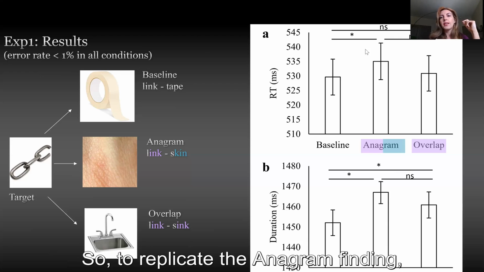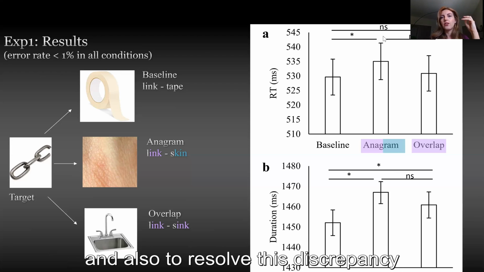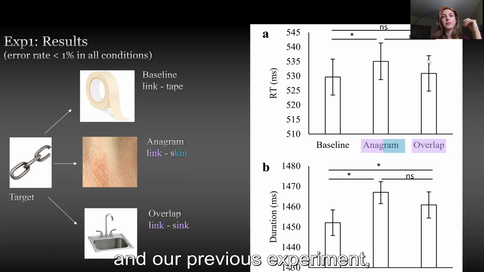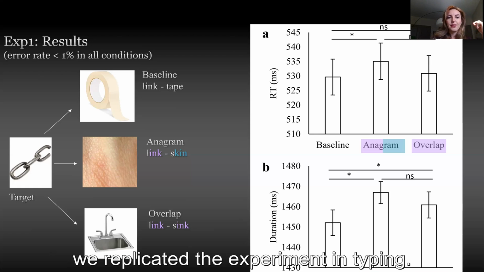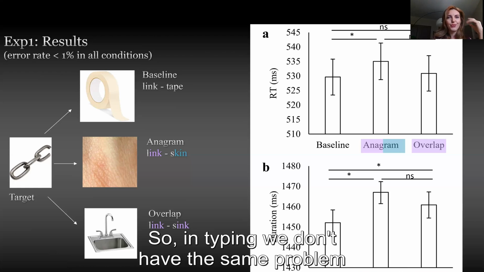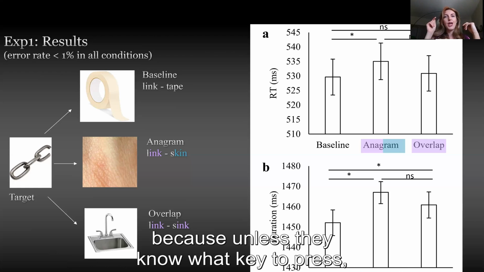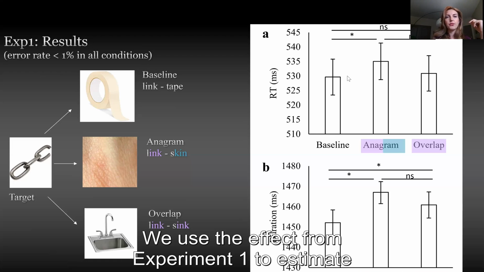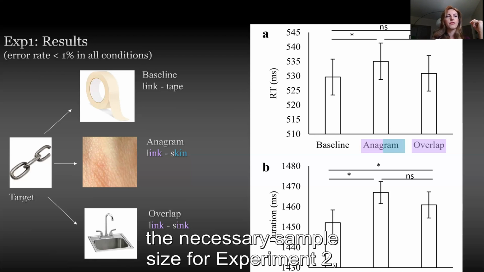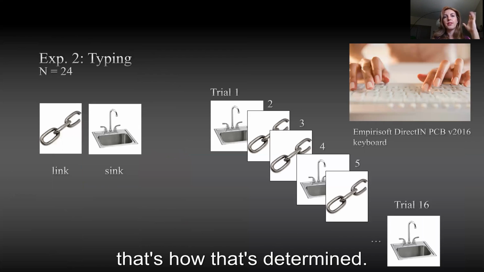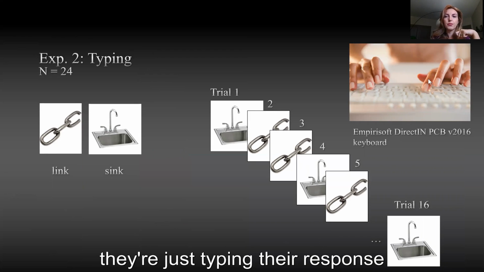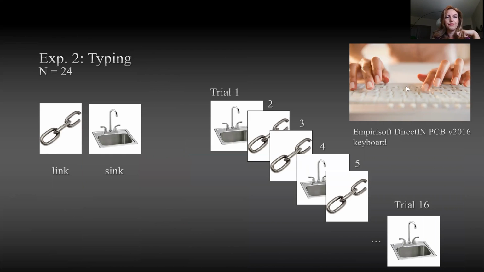So to replicate the anagram finding and also to resolve this discrepancy between this experiment and our previous experiment, we replicated the experiment in typing. In typing, we don't have the same problem because unless they know what key to press, they cannot register an RT. We used the effect from experiment 1 to estimate the necessary sample size for experiment 2. The structure of the experiment is exactly the same.